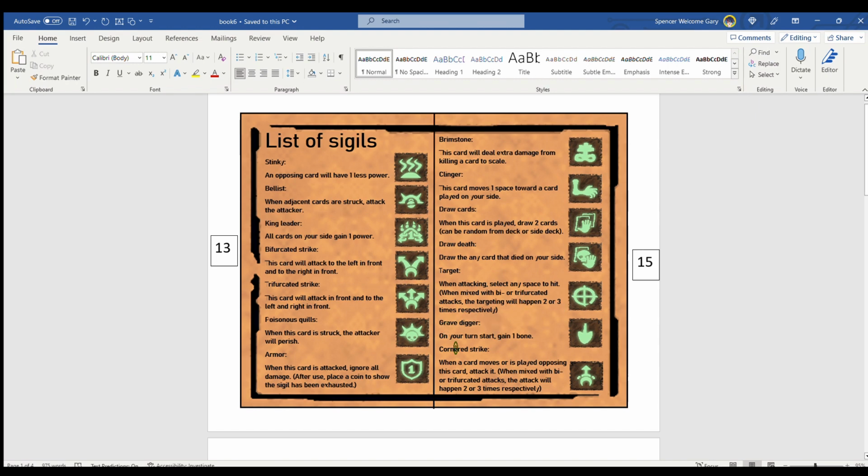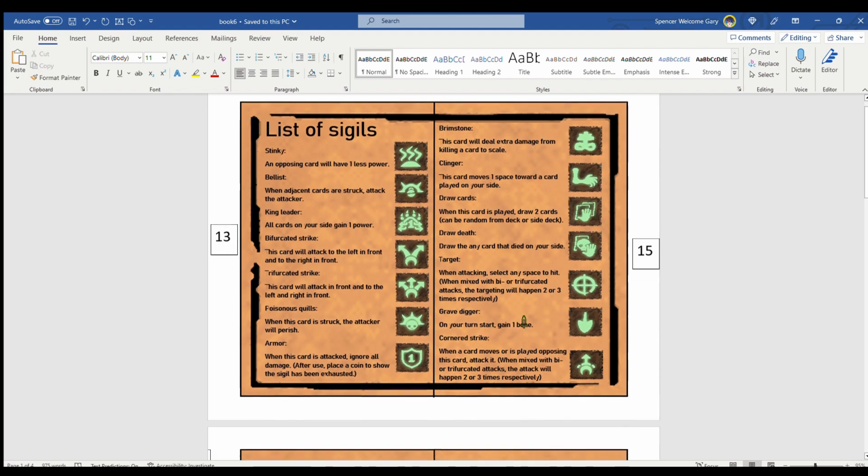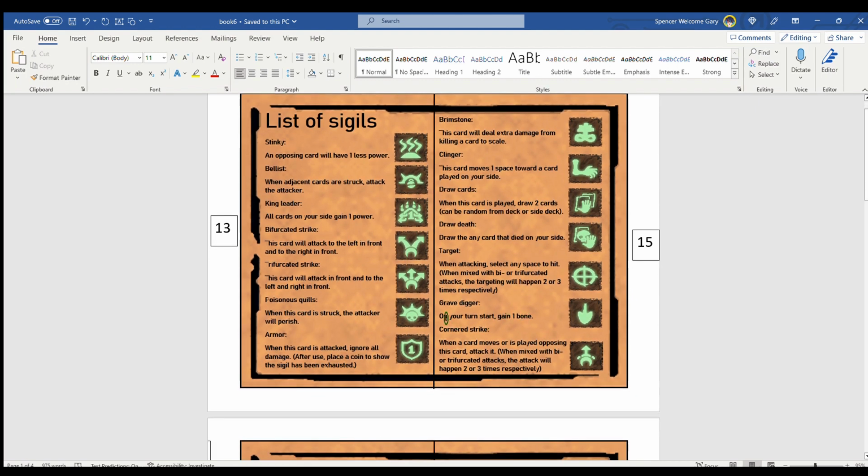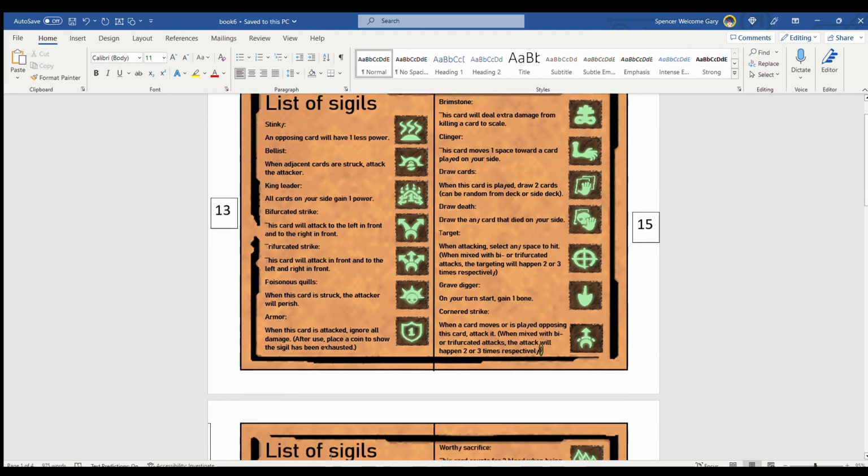Grave Digger. On your turn start, gain 1 bone. Cornered Strike. When a card moves or is played opposing this card, attack it. When mixed with bi- or trifurcated strikes, the attack will happen 2 or 3 times respectively.